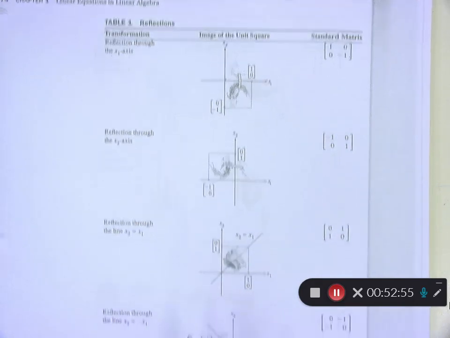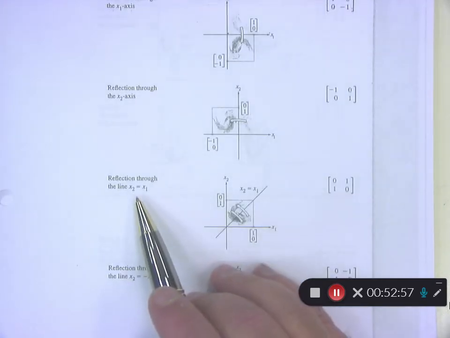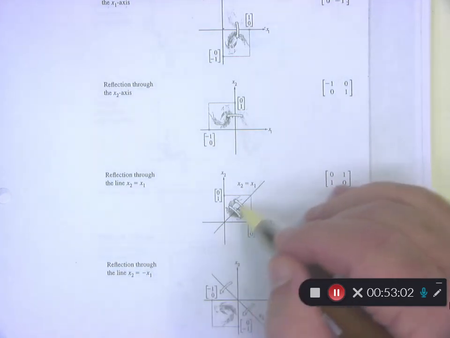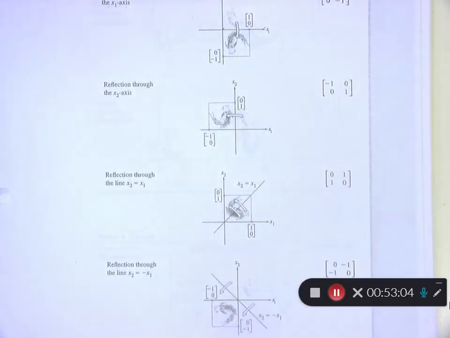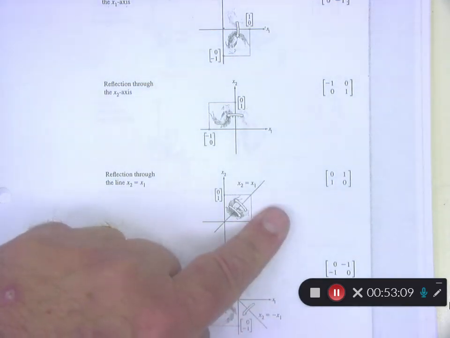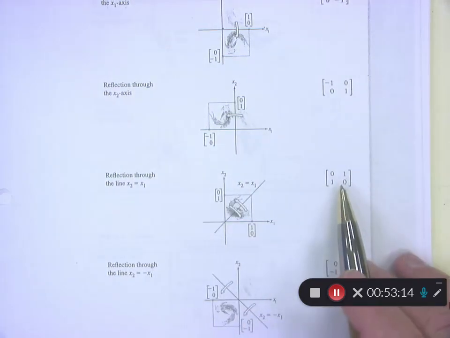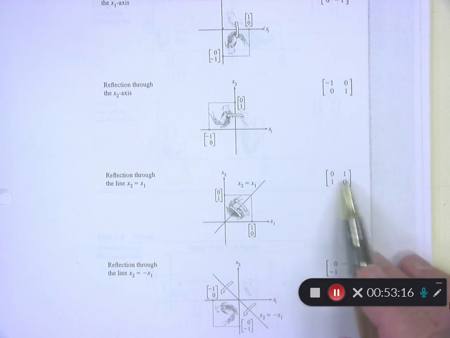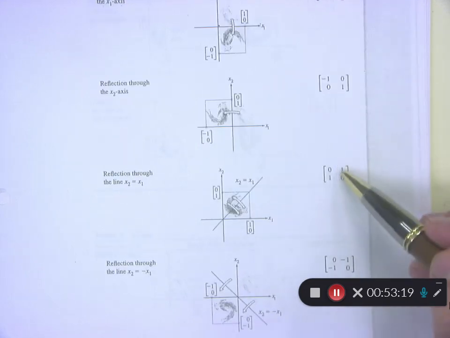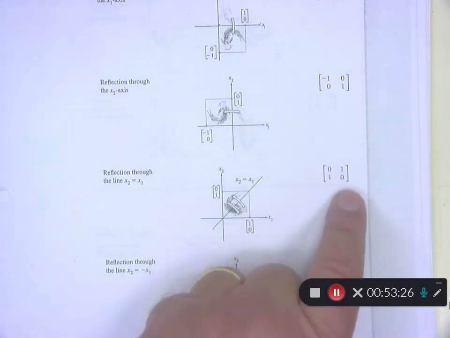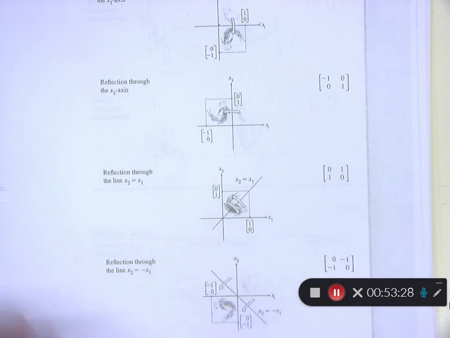Okay? Keep on going. If you want to reflect through the line x1 equals x2, that is the line that splits the first and third quadrants. You want to take stuff over here and flip it up here, and take stuff over here and flip it down here. This is the matrix that does that. It's 0, 1, 1, 0. It basically takes the identity and flops it. The identity was 1, 0, 0, 1. Now it's going to be 0, 1, 1, 0.